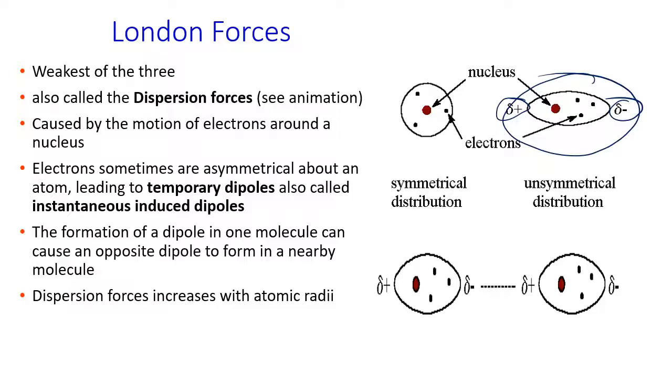And what essentially happens is this forms a dipole in one molecule, which can then induce a dipole to form in an adjacent molecule nearby. Okay, so if this molecule is positive, then that's going to attract the electrons of an adjacent molecule and make it slightly negative and induce a dipole. So the first dispersion forces increase with atomic radii, and we'll explain later the reasons behind this. So the next part of the video will be a short animation illustrating dispersion forces.